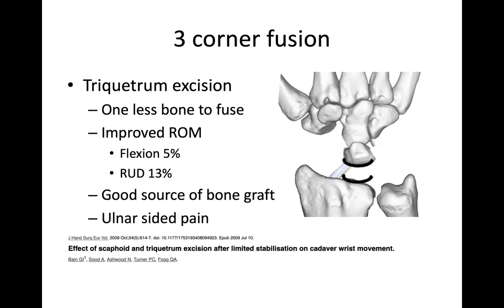Also, it unloads the ulnar side of the wrist, so you can get less ulnar-sided pain and less ulnar-carpal impaction. So I definitely recommend taking out the triquetrum when you do a midcarpal fusion, and this is what we always do.